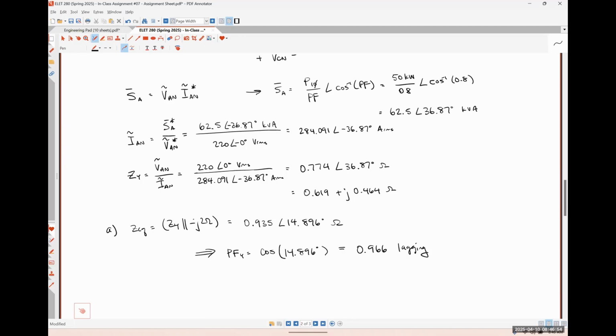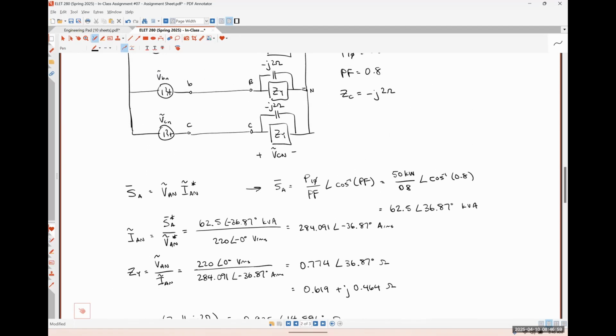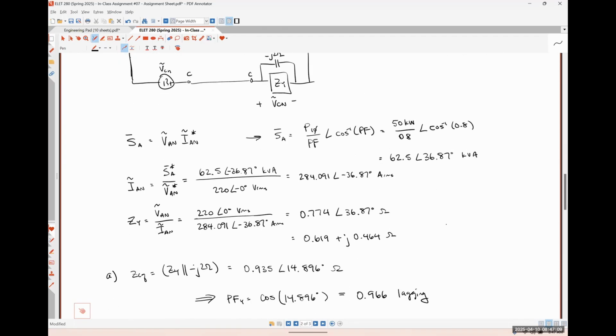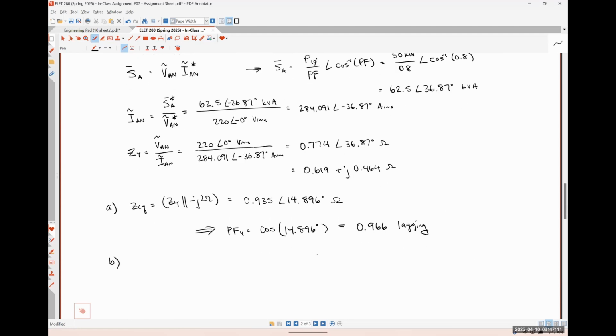Okay. For part B, now I need to figure out what's going on. By the way, we got it right. Now I need to figure out what's going on if my capacitor was connected in delta.